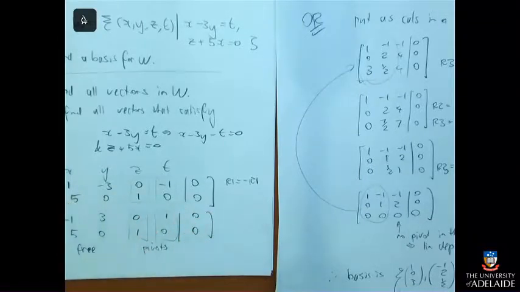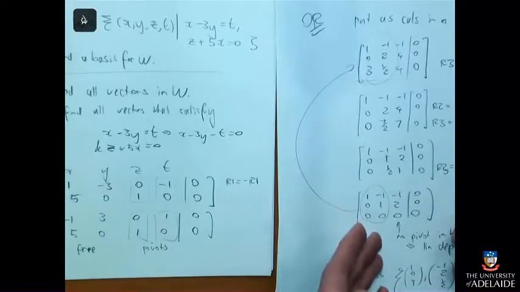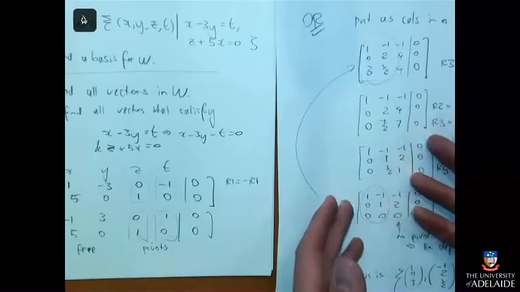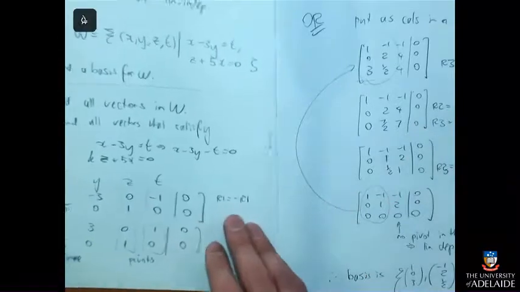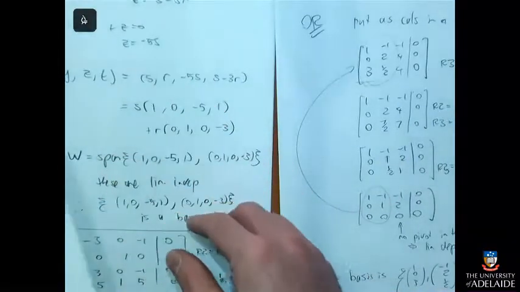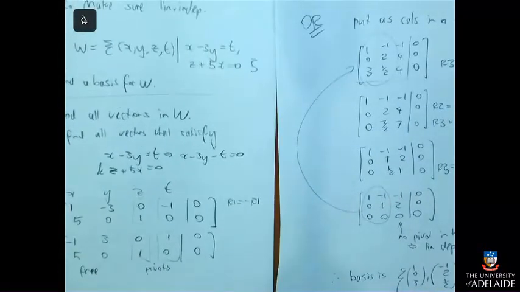So that's why I hold on to that thing in my heart which says I need to rewrite it as a span. If it's already a span, I don't need to find a span. I just need to find the vectors. If it's not already a span, I need to find the vectors, which is what the free variables are for. There we go. That's enough for now.